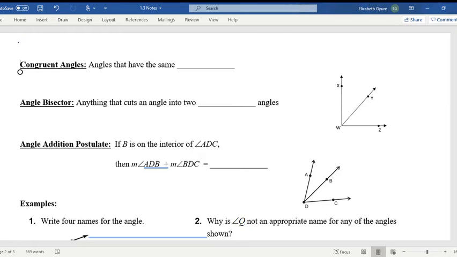Now we're going to look at congruent angles. We looked at congruent segments in a previous lesson. Remember, those were segments that had the same measure or the same length. Congruent angles, similar idea, just now with angles. These are going to be angles that have the same measure.